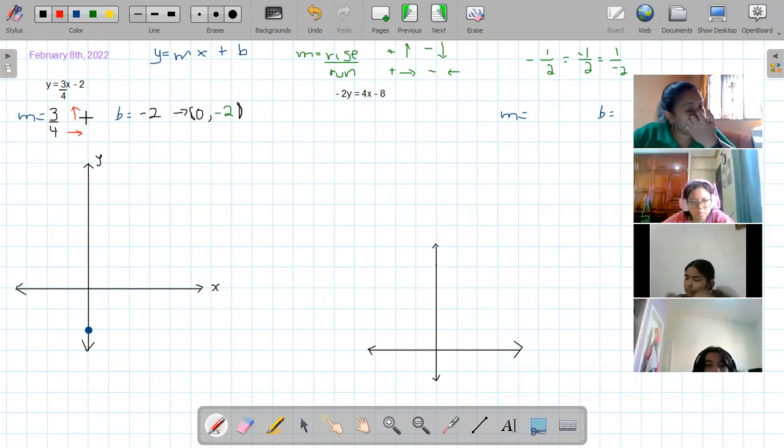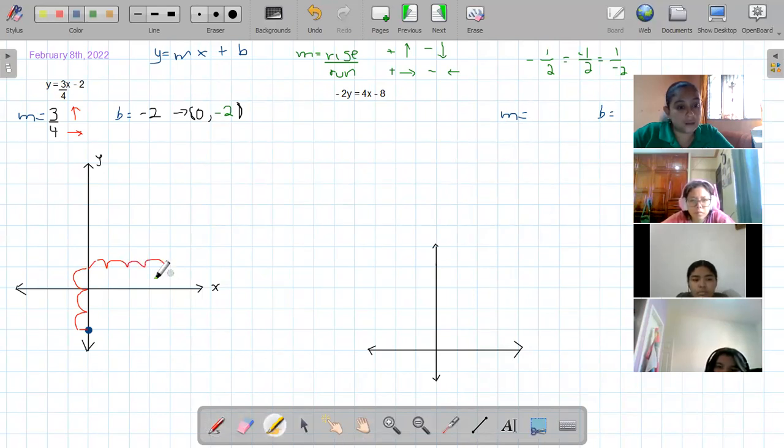So I'm going to start with the rise first, and I'm going to show you the other way around. So the rise is 3. So from this point, I count 3 spaces. 1, 2, 3. Now my run is 4. We say that we go to the right. So from here, I count 4 to the right. 1, 2, 3, 4. And exactly that point is where I'm going to draw my second point, okay?